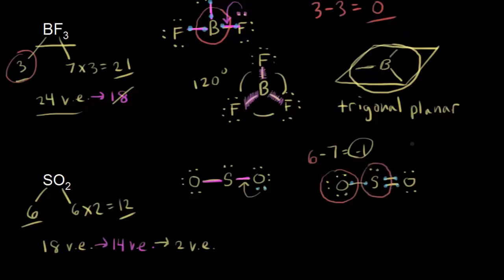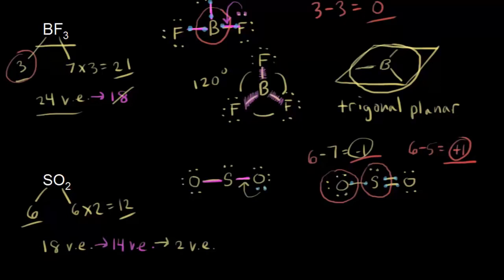Sulfur is in group 6, so in the free atom there's 6. 6 minus 5 gives us a formal charge of +1. So we have a formal charge of +1 on the sulfur, formal charge of -1 on this oxygen. And even though we don't have a formal charge of 0 on these atoms, this is about as good as we're going to get in terms of this representation of the molecule here.